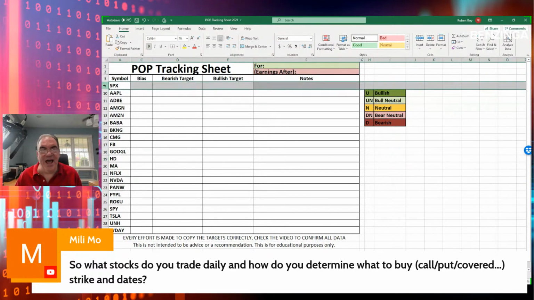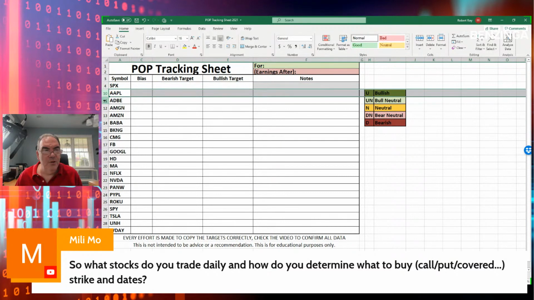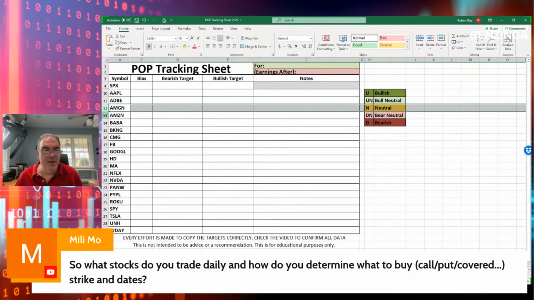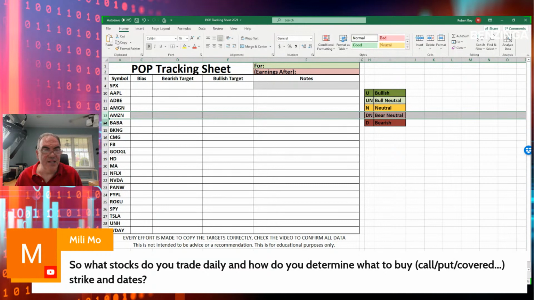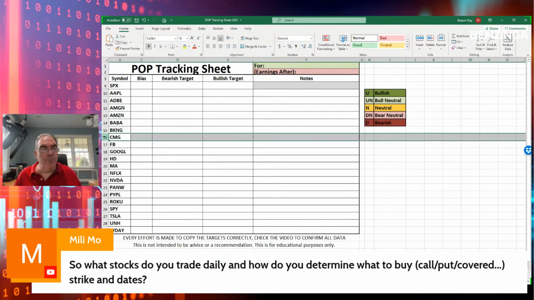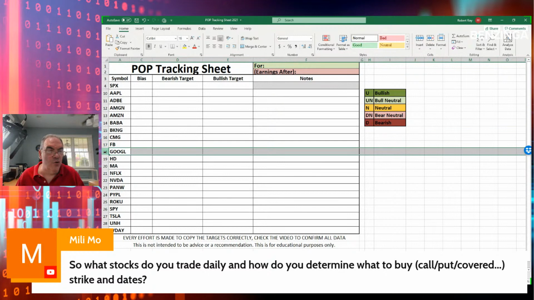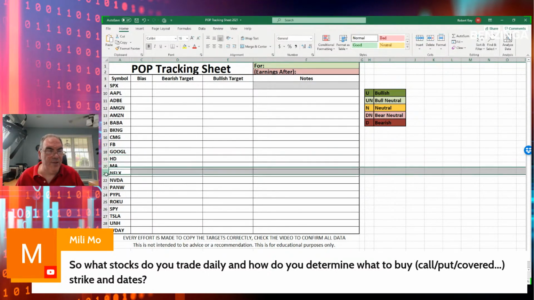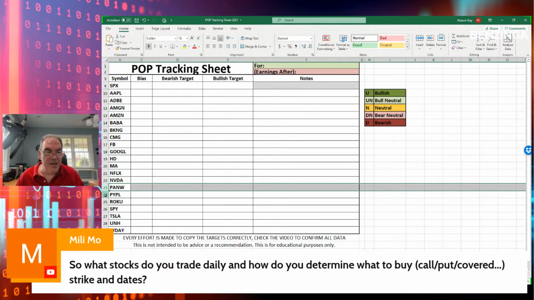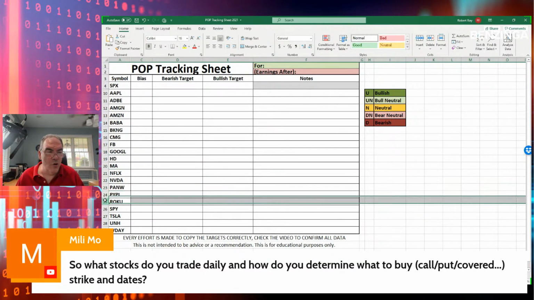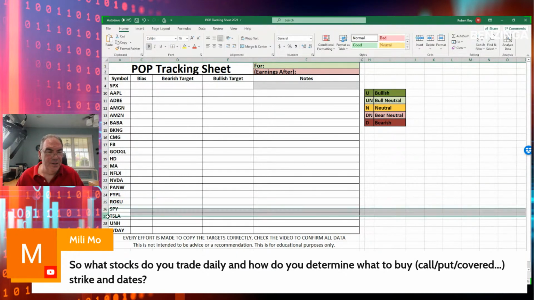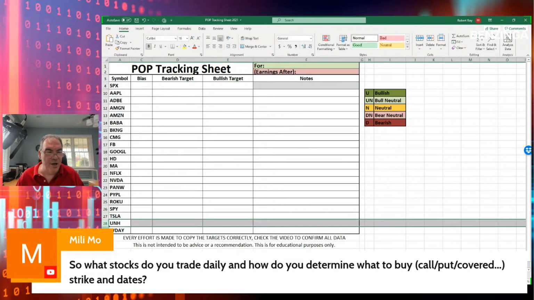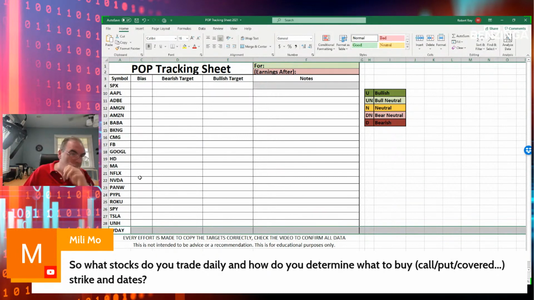S&P 500, that's just the SPX, right? Apple, Adobe, Amgen, Amazon. Take a screenshot, guys. Baba, Booking, Chipotle Mexican Grill, Facebook, Google with the L. Home Depot, MasterCard, Netflix, NVIDIA, PANW, PayPal, Roku, the Spiders, Tesla, United Healthcare, and WDay. 19 stocks, 1 ETF plus the S&P 500, and I look at the VIX every day as well.